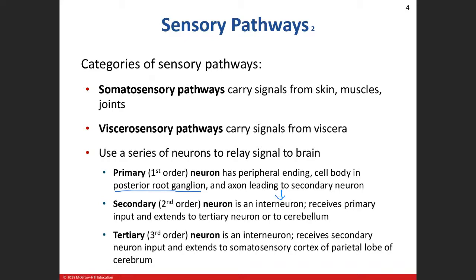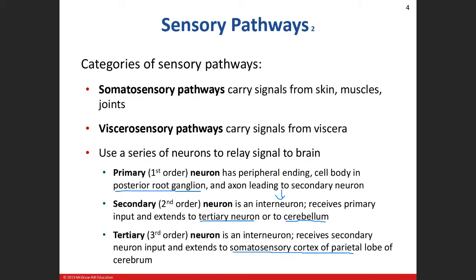because it's going to be between two neurons, all right? So the primary neuron synapses onto the secondary neuron, stimulates the secondary neuron, which receives that sensory input, and then that secondary neuron will then travel all the way to the tertiary neuron, and we'll get to this, or to the cerebellum. If it goes to the tertiary neuron, it synapses onto the tertiary neuron, and then that tertiary neuron is going to travel all the way up to the somatosensory cortex of the parietal lobe, where you will get that conscious perception of whatever that sensory information is.